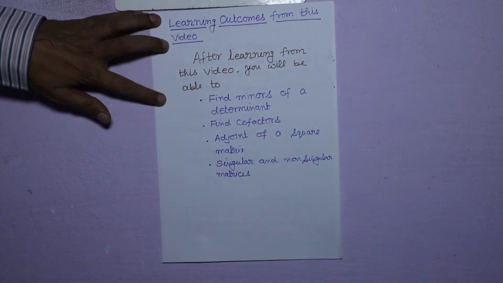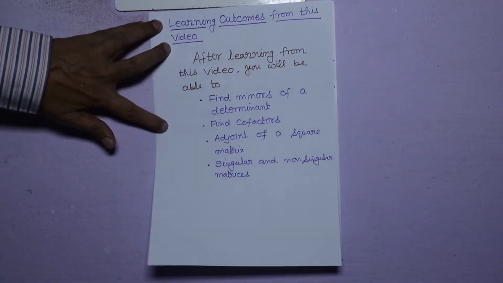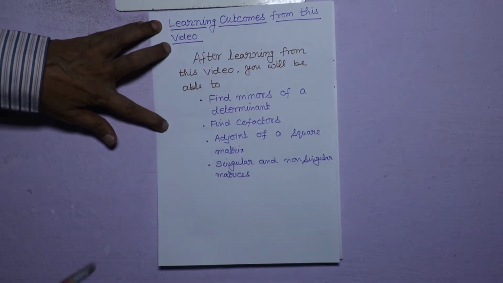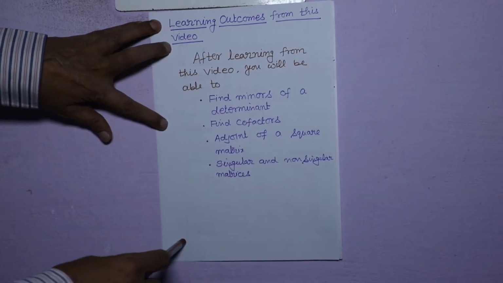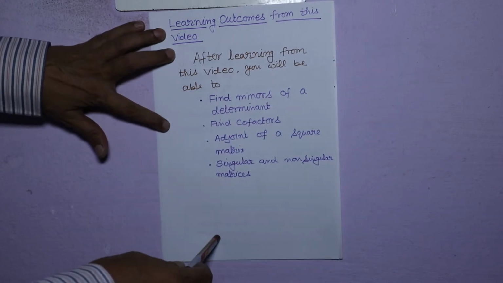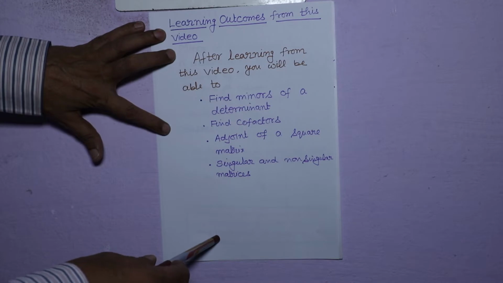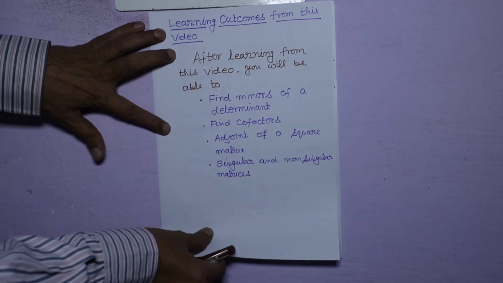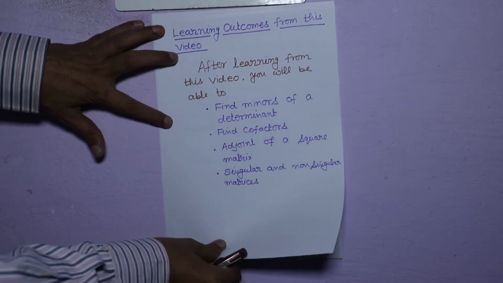Through this video lesson, you will learn. After learning from this video lesson, you will be able to find minors of a determinant. You can find cofactors of a determinant, and also you can find adjoint of a square matrix. And after that, you will know what are the singular and non-singular matrices.